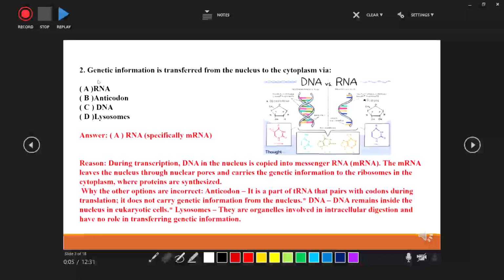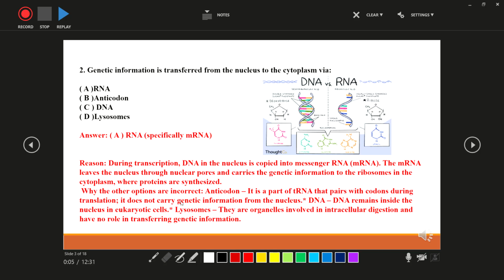The next question: genetic information is transferred from the nucleus to the cytoplasm via RNA, specifically mRNA. RNA is the correct answer. During transcription, DNA in the nucleus is copied into messenger RNA, that is mRNA, and the mRNA leaves the nucleus through nuclear pores and carries the genetic information to the ribosomes in the cytoplasm, where proteins are synthesized. Remember, the proteins are synthesized in the cytoplasm.